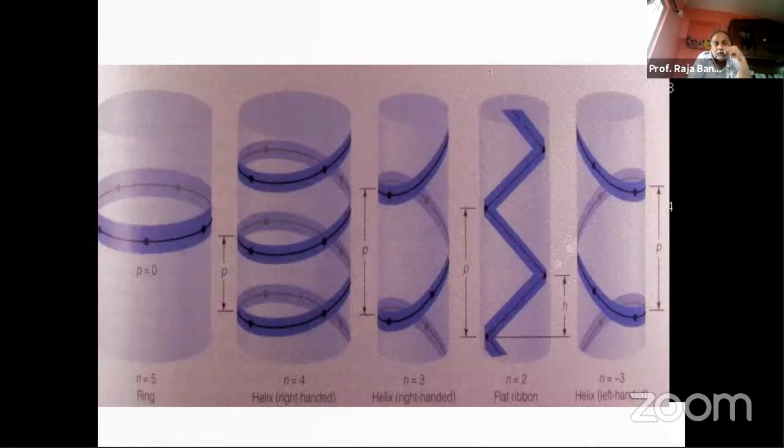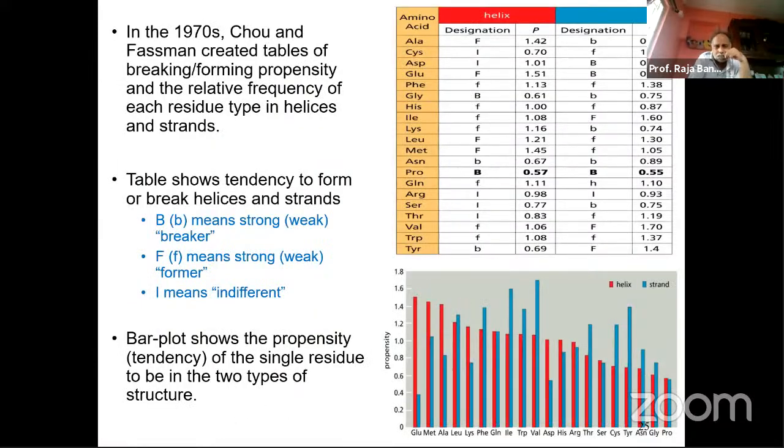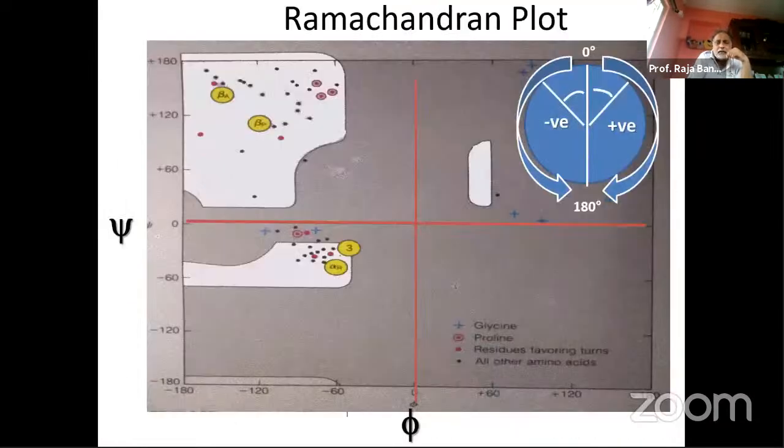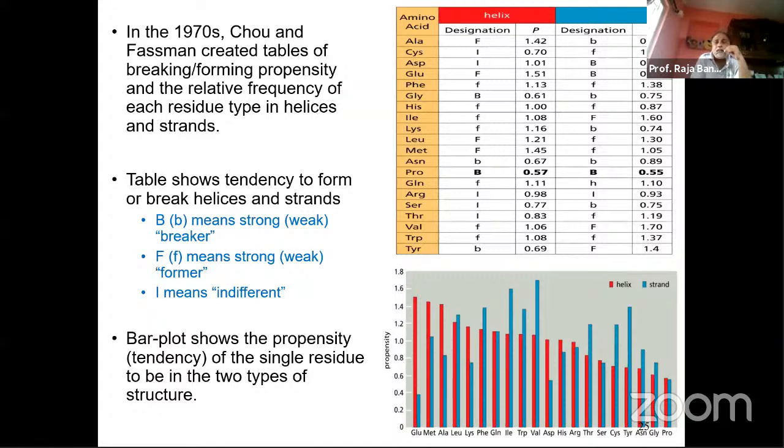So what we are getting in this particular case, we find that there are beta pleated sheets, we find that there are helices, and we find that there are 20 amino acids. Now the question is, do all these 20 amino acids have identical preference for this? Then Chou and Fasman, in the 1970s, basically in 1974, published a paper and showed that no, the 20 amino acids do not have equal preference for the secondary structure.